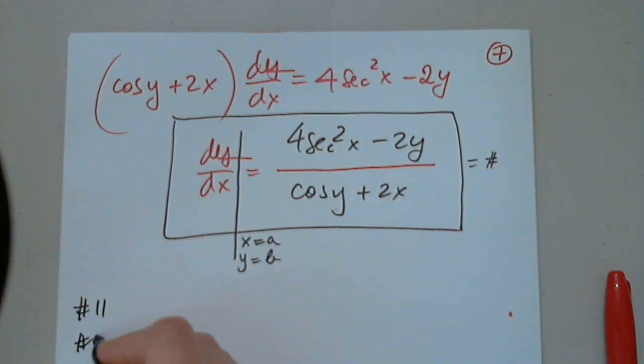Yes. Anything else? So we have 11, we have 5. Anything else? 14. Okay, we have 3 for now, and I'll ask you later.